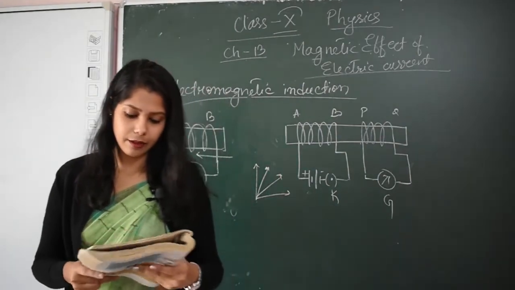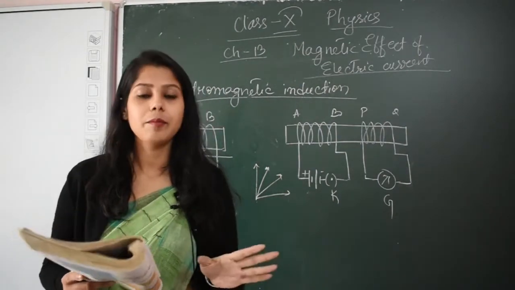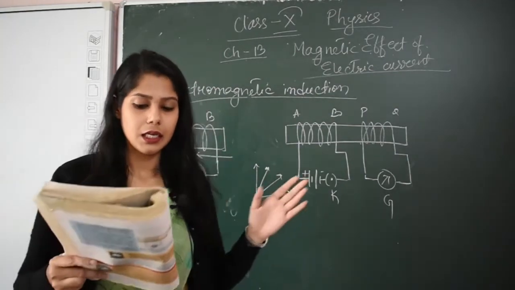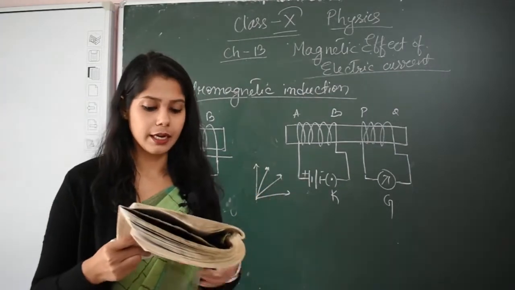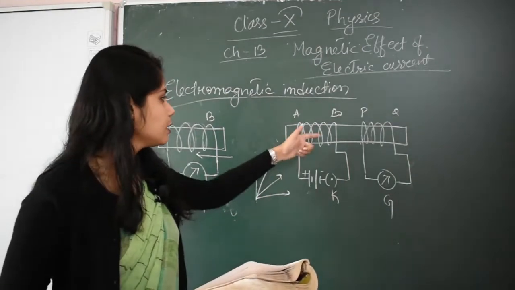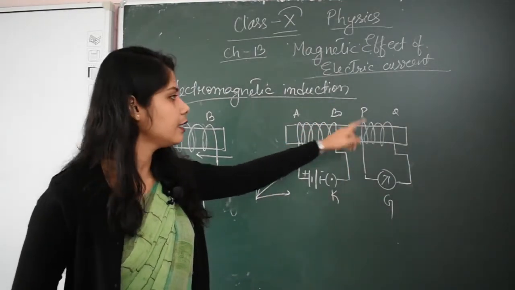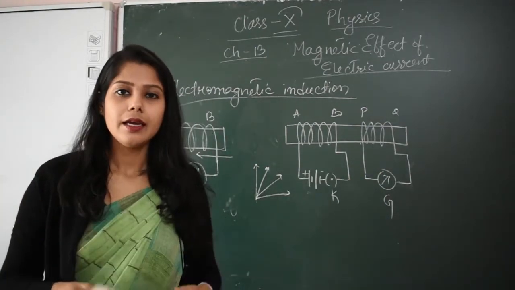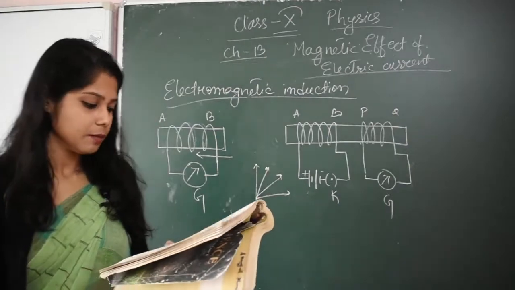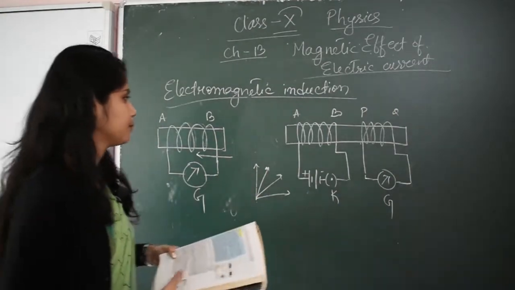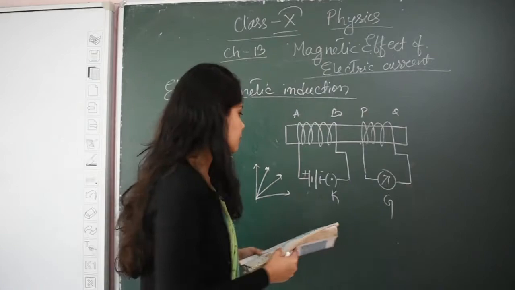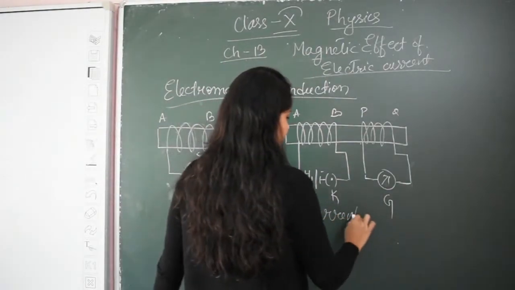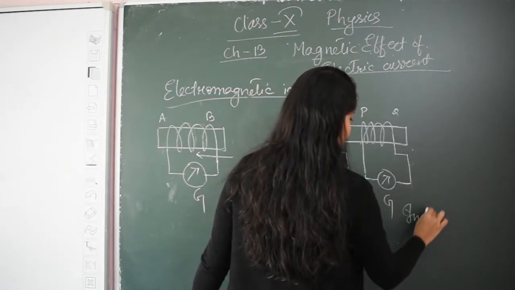If I say the definition, the process by which a changing magnetic field in a conductor induces a current in another conductor is called electromagnetic induction. And this is shown by, if I am saying the induced current, the current here is the current I am giving, and the current gained here would be the induced current.